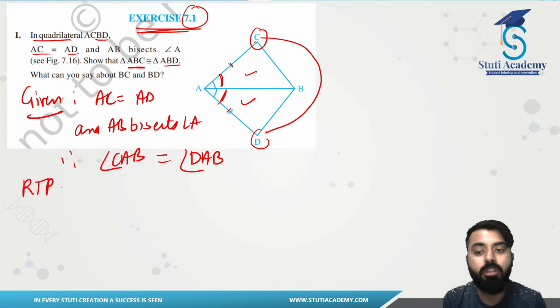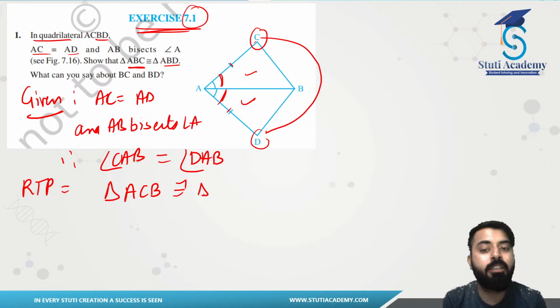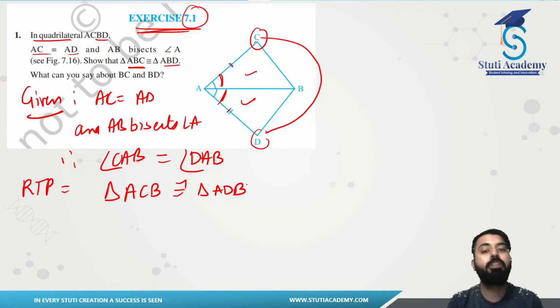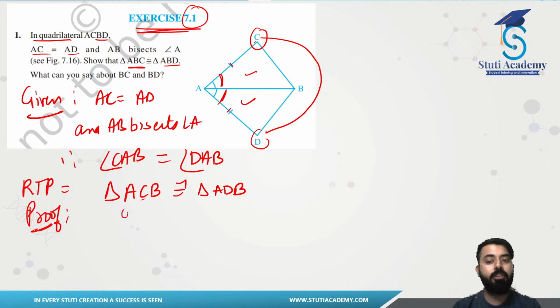Required to prove is what? Required to prove is triangle ACB congruent to triangle ADB. Or you can say ABC and ABD. Choice is yours. You can name accordingly. But I do know C is opposite to D. So ACB and ADB. So for the proof, what are we going to do? Let's start with the proof now.